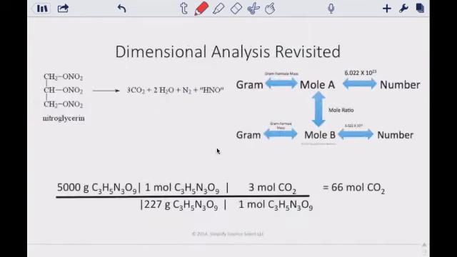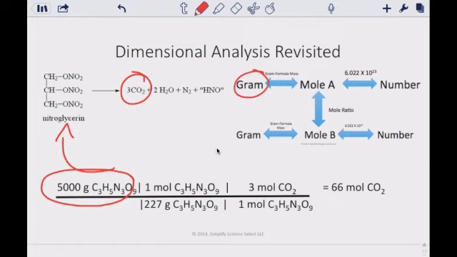And so when we're looking at this problem right here, if we have 5,000 grams of our nitroglycerin and we want to move into moles of CO2, what we can do is, anytime we start at grams, we can go from grams to moles using the gram formula mass, and then we can use the mole ratio to figure out the moles of something else.